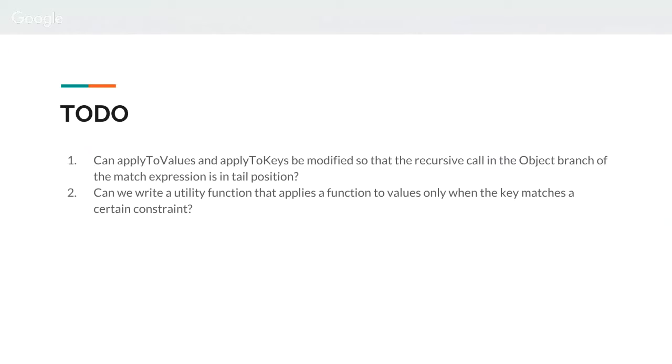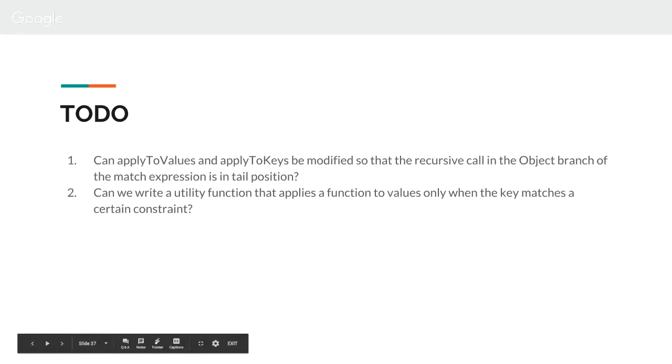And number two, can we write a utility function that applies a function to values only when the key matches a certain constraint? And this is essentially, if the question on masking social security numbers is what I think it is, this is what we'd use to do it. Actually, if I can, it would look something like this.